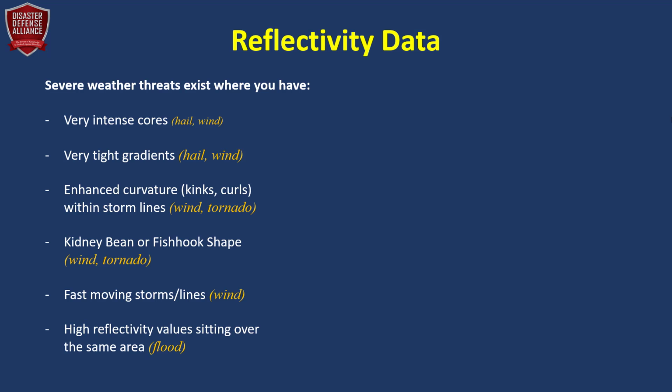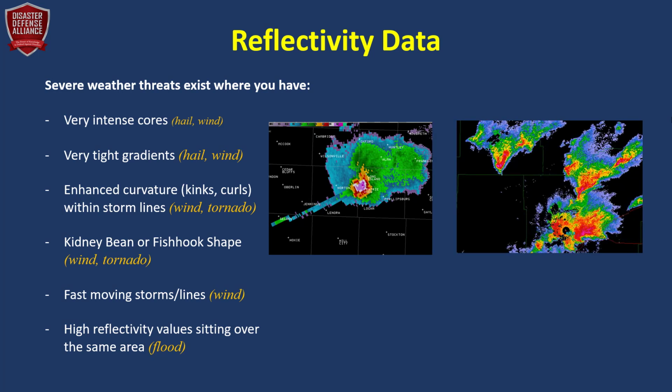So, what on reflectivity data should you look for when it comes to assessing imminent threat of a hazard? Here are the key clues. High reflectivity cores in dark red, maroon, purple, or white colors, which can indicate hail, as well as damaging wind potential. These hazards also occur within the strongest part of the storm, which is typically reflected where you have tight gradients of reflectivity. That is, where the colors change rapidly from green to orange or red over a very small area.